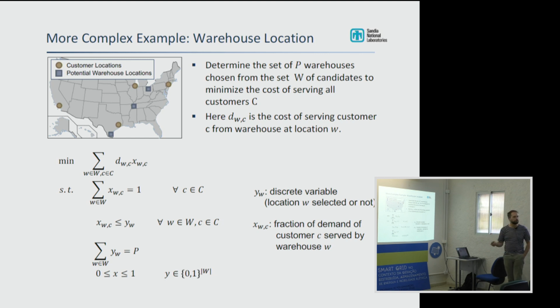You got it? Okay. The constraint is that the sum of all the x values has to be equal to 1. Why? Because again, we have to serve all the consumers. All the consumers have to be served.